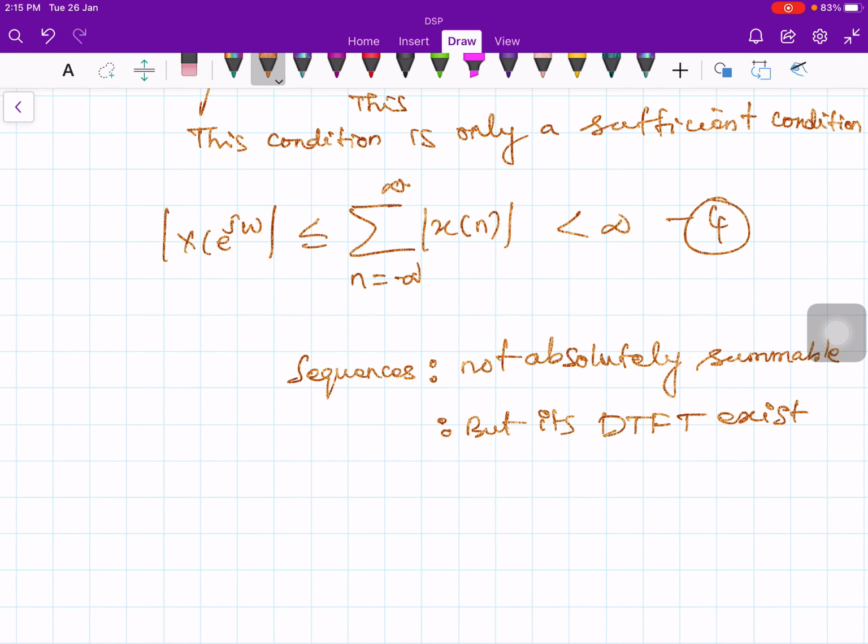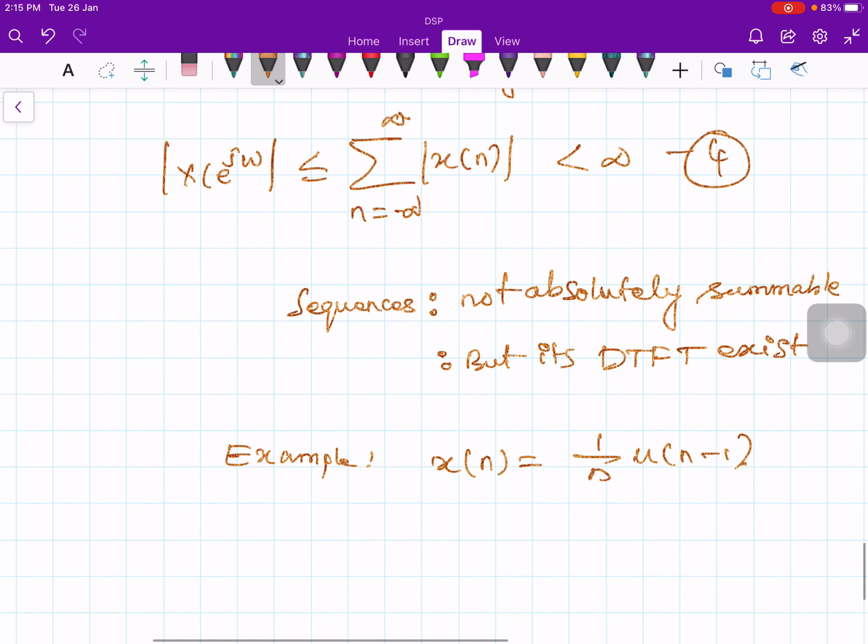So the counter example is provided by a sequence. For example, if you take x[n] equal to 1 over n times u[n-1]. I cannot start from n equal to 0, right? Because 1 by 0 becomes infinity. Because you start with an infinite sample.